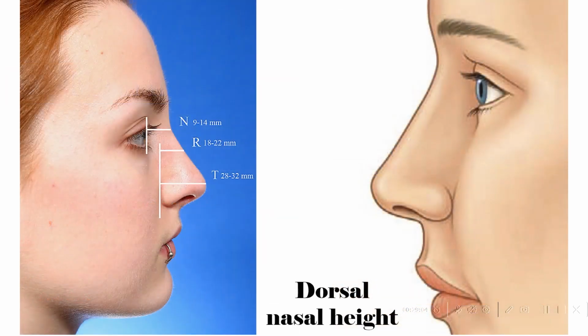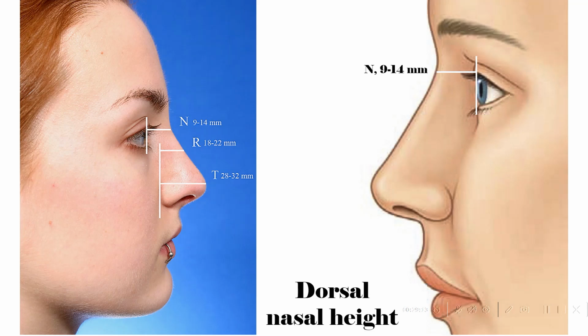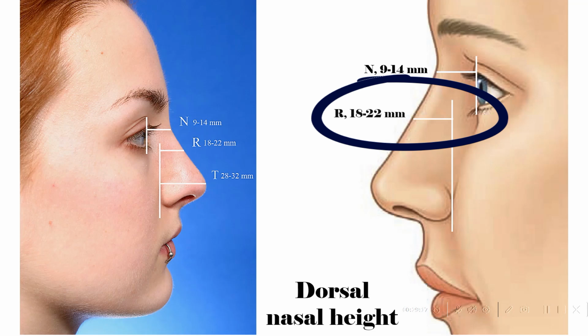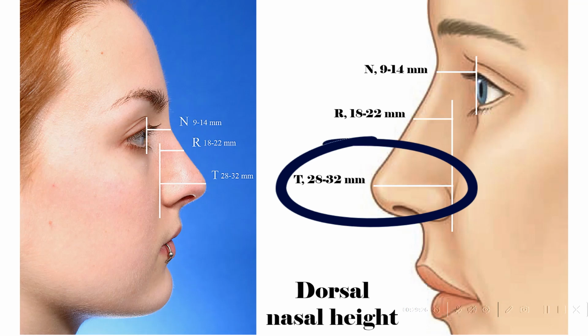Dorsal nasal height refers to the overall height or projection of the dorsum from the face when viewing from a profile view. Dorsal height is measured at 3 points, namely the nasion, rhinion, and tip defining points. The distance or height at the nasion is measured from the anterior corneal plane, and is ideally between 9 and 14 mm. At the rhinion it is measured from a vertical line from the alar sulcus, perpendicular to Frankfurt horizontal. It ideally measures between 18 and 22 mm. The ideal dorsal height at the nasal tip is between 28 and 32 mm.